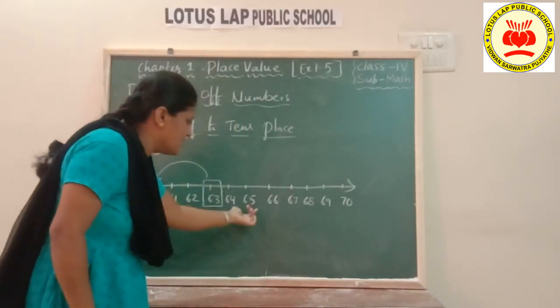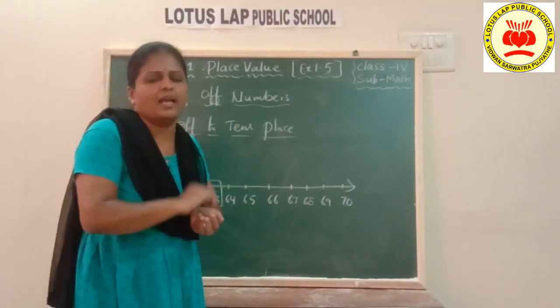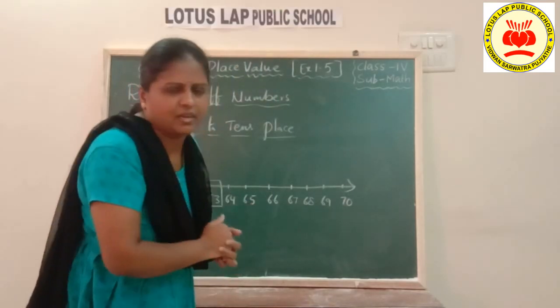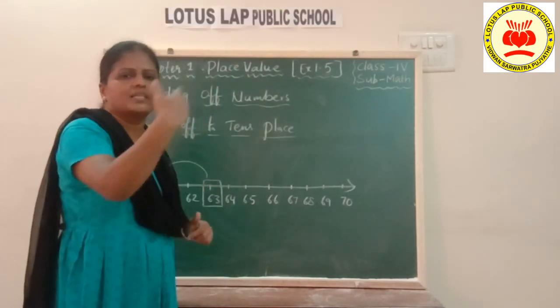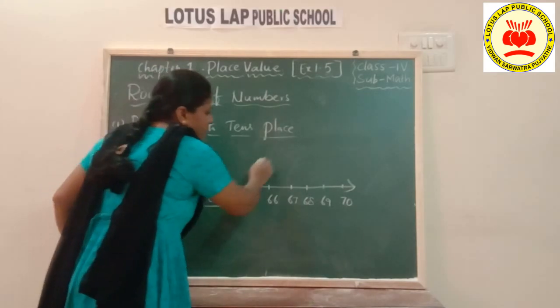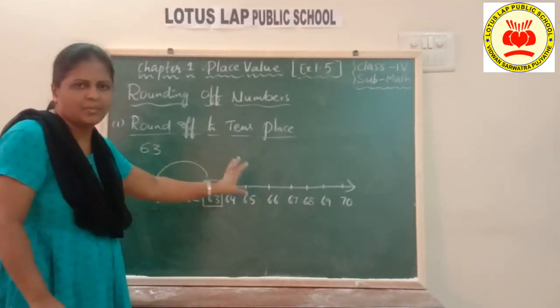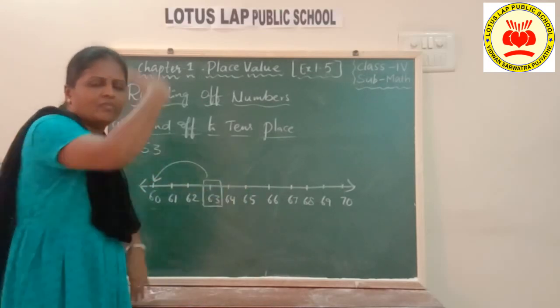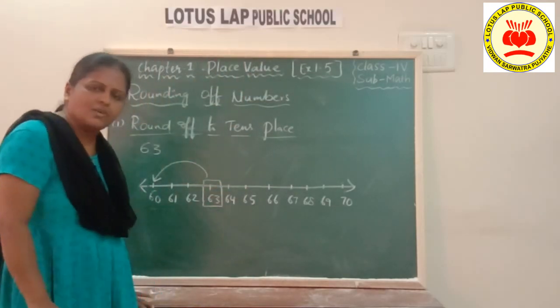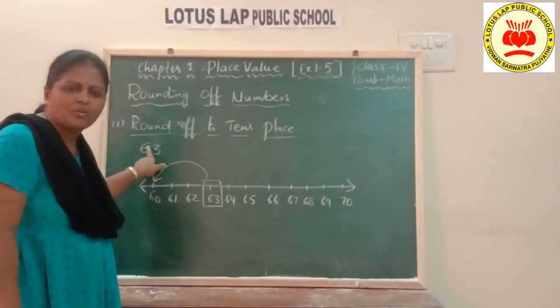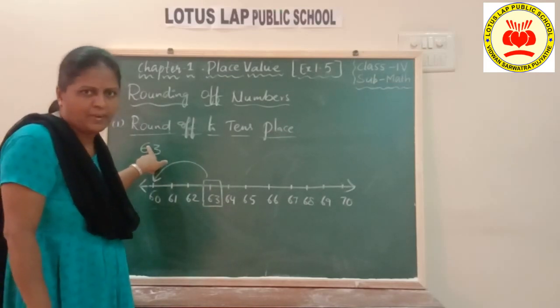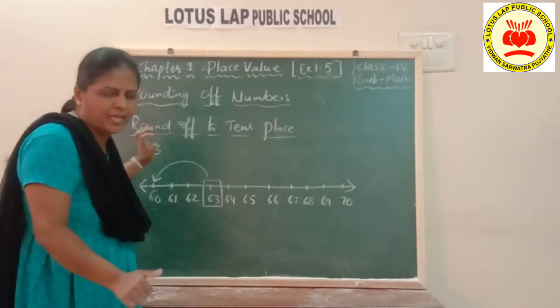Whenever it is exactly in the middle, obviously I have to go to the next place, children. Always I have to go to the next. That is, I have to round it off to 70 only, not 60. So when the given number is exactly in the middle, round it off to the next. Okay. So I hope you understood how to round it off to tens place, children. Okay. Tens place. Next.